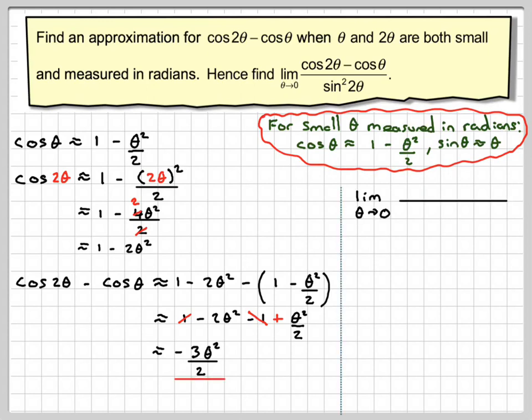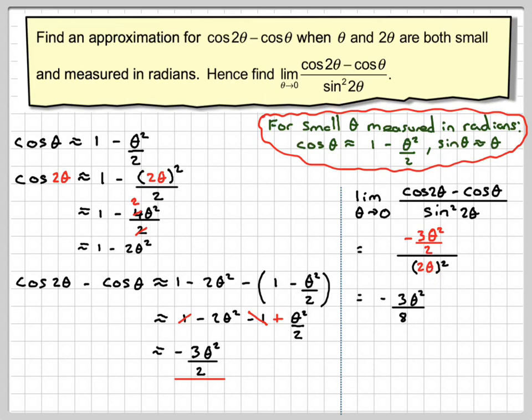Right, to find the limit, so the limit as theta goes to 0. So the angle, we're considering small angles, so this bit here, we've already decided is equal to minus 3 theta squared over 2, divided by, now sine theta approximates to theta, and therefore sine 2 theta will approximate to 2 theta, and then the sine squared of 2 theta will be 2 theta all squared.